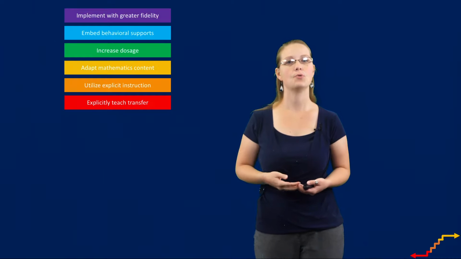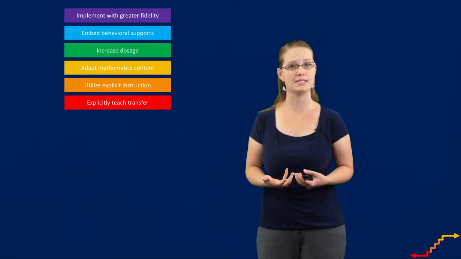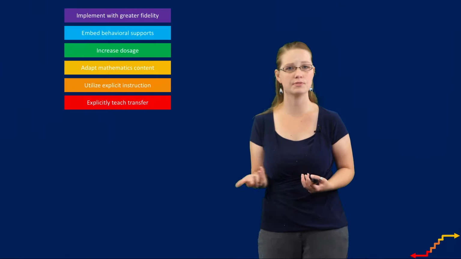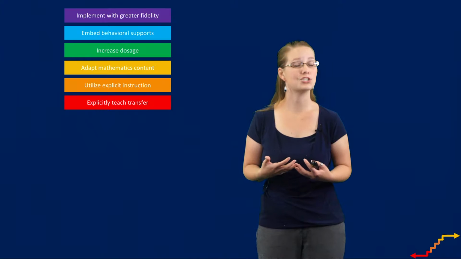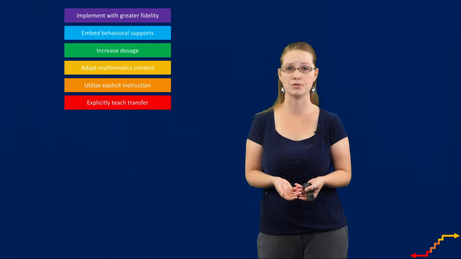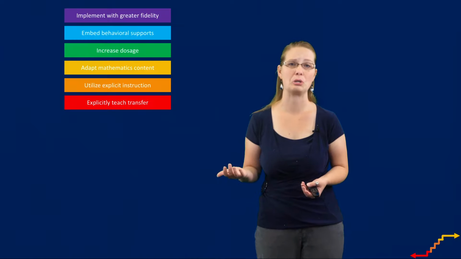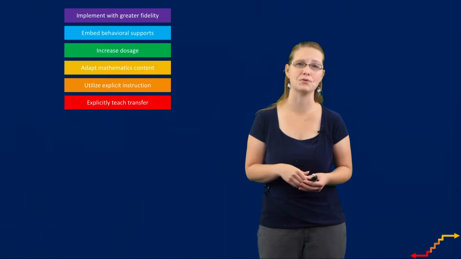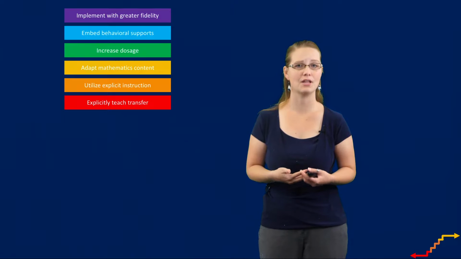This is when you are implementing a research-based intervention. You know it's supposed to work. There's all this research behind it, but it's just not giving you the results that you want in terms of the students' progress. The students aren't learning as fast as you'd like them to. They're not progressing like you'd like them to.